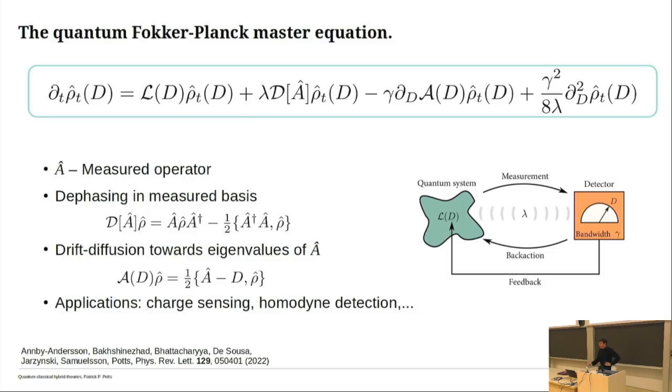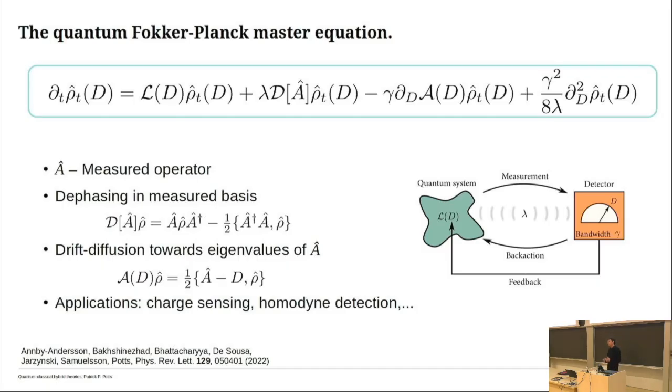Right. The last two terms on the right-hand side, they describe the dynamics of the measurement outcome, and they include a first derivative as well as a second derivative. And so this is kind of the Fokker-Planck part of this equation, because in a Fokker-Planck equation you get these kind of terms, and they would be called drift term for the first derivative and diffusion term for the second derivative. Now, the drift term ensures that the measurement outcome goes towards the eigenvalues of the measured operator.